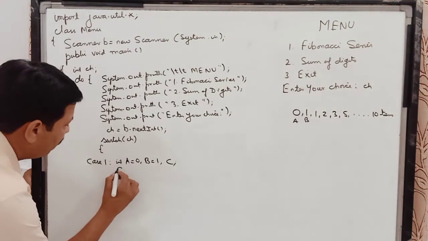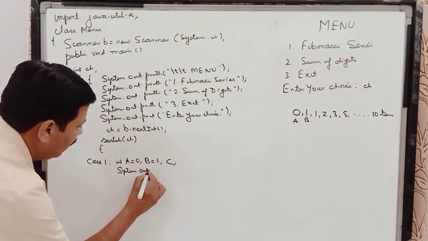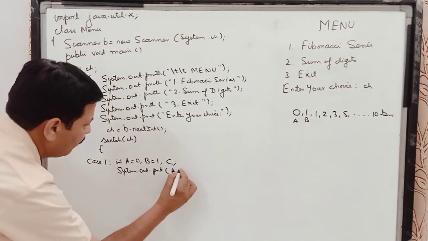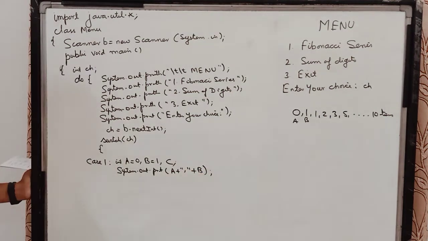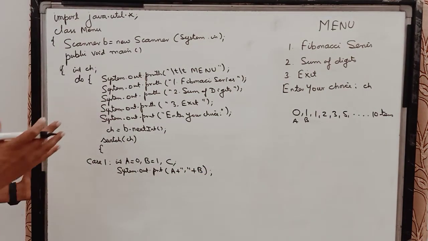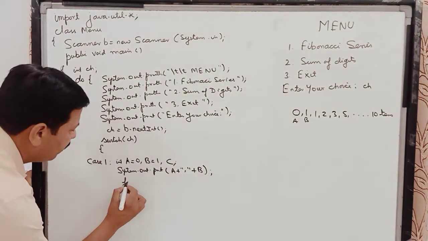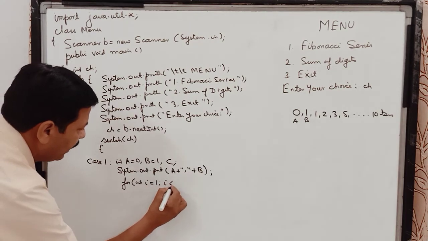And now children, I am going to print 0 and 1. So that means I am printing a comma plus b. So children, 0 and 1 will get printed. Now out of 10 numbers I have printed 2 numbers. So now I am executing my loop for 8 times.